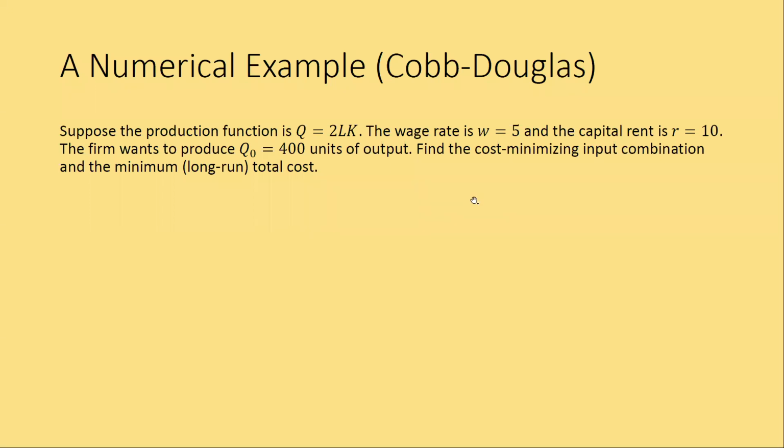Okay, now let's look at a numerical example. We have a Cobb-Douglas production function. Let's suppose the production function is Q equals 2 times L times K. The wage rate is $5 per labor hour, and the capital rent is $10 per machine hour. The firm wants to produce 400 units of output. We want to find the cost-minimizing input combination and the minimized total cost. Because the firm can freely choose labor and capital, it is the long run total cost.